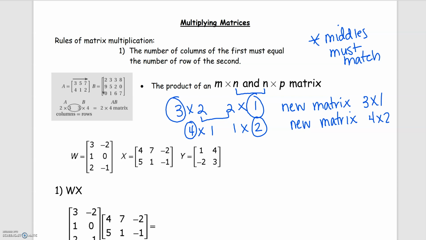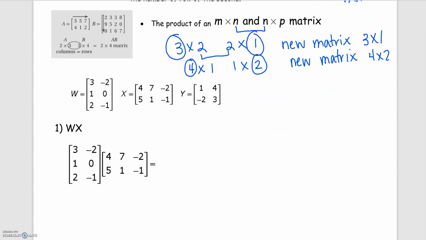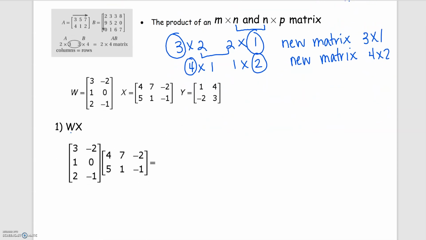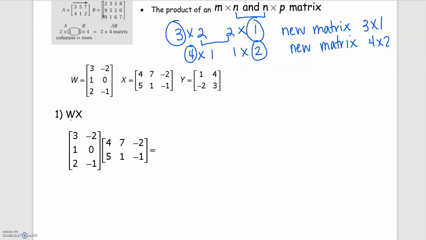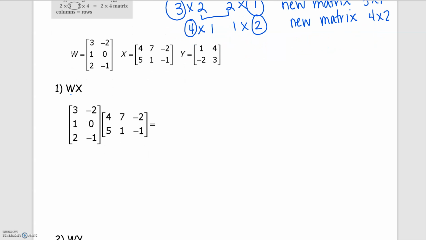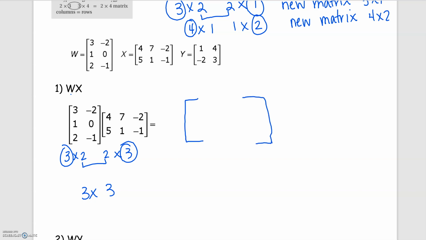Okay, so let's go ahead and try it. Down here we want to multiply W and X. We have them written out here. We first just need to double check and make sure that we can. So this is a 3 by 2, and this right here is a 2 by 3. So the middles match. This is going to give me a 3 by 3 when I multiply. So I can go ahead and make my 3 by 3.